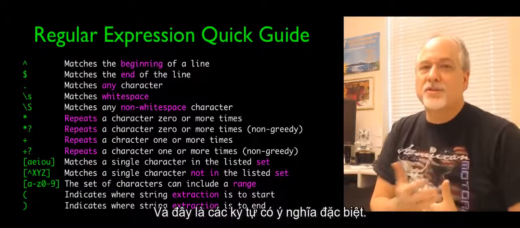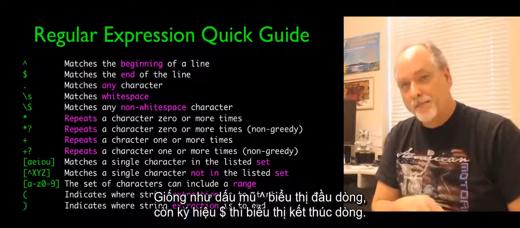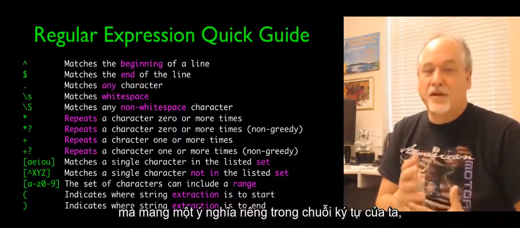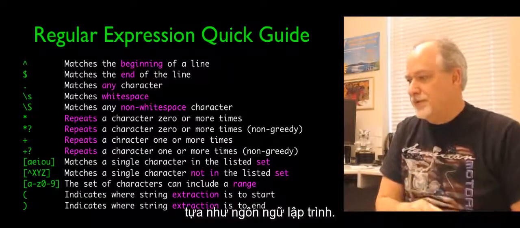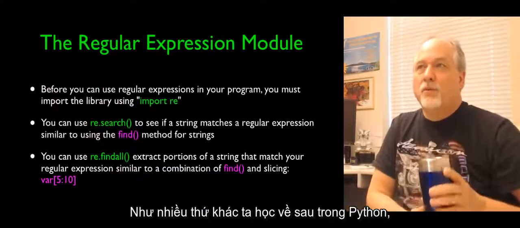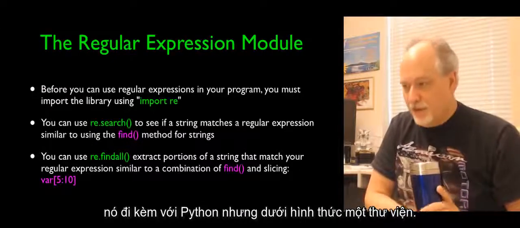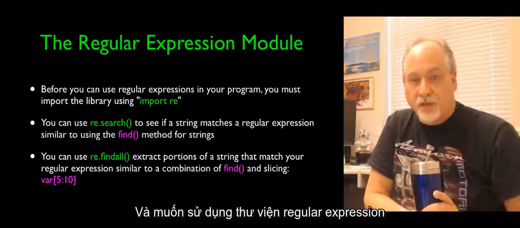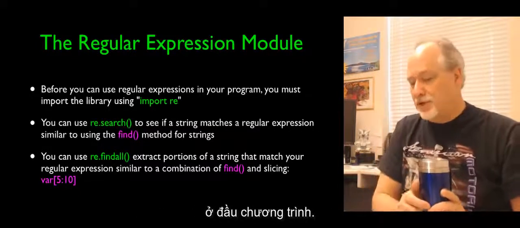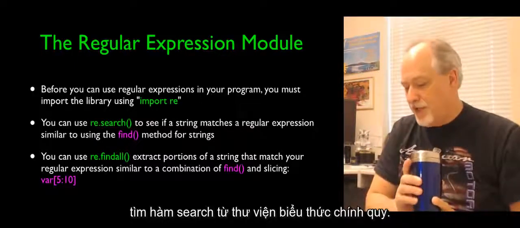And these are the characters that have special meaning, like caret or dollar sign, which match the beginning or end of a line, respectively. So they're not really matching a dollar sign. They mean something in our little mini string-like programming language. Like many things that we do in Python going forward, once you want some sophisticated capability, it comes with Python, but in the form of a library. So for the regular expression library, we have to say import re at the beginning of our programs. Then we call re.search from the regular expression library.